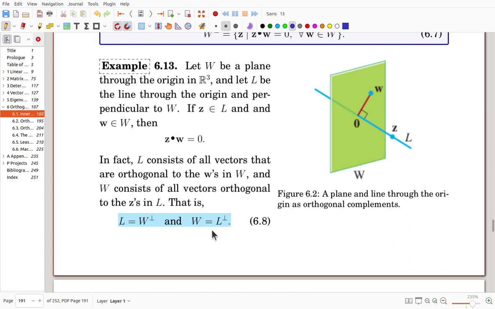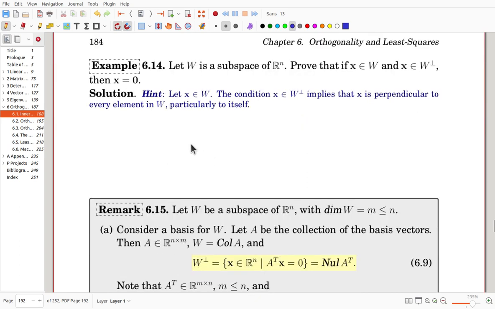So once we have a subspace W and take W perp, then W and W perp are completely independent. We see this in this example. W is a subspace of Rn, and prove that if x is in W and simultaneously in W perp, then the vector x must be 0. We can prove this quite easily. Okay, a hint is given here.